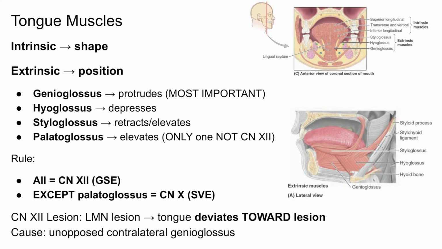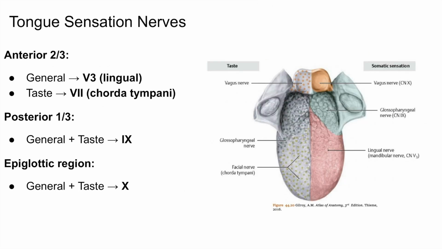Extrinsic will be movement. Cranial nerve 12 basically does the majority of the tongue, but palatoglossus is the one guy that is innervated by cranial nerve 10, and tongue deviation will be toward the lesion. All right, so this is one of the highest yield things here, and it's pretty simple, but I'm just including it here for that repetition and consolidation.